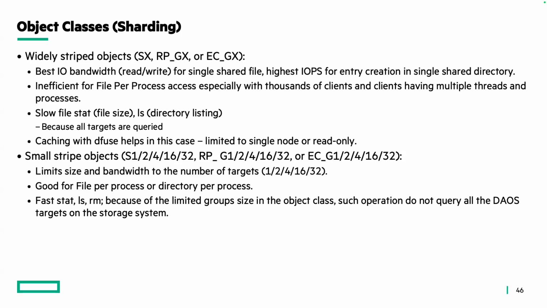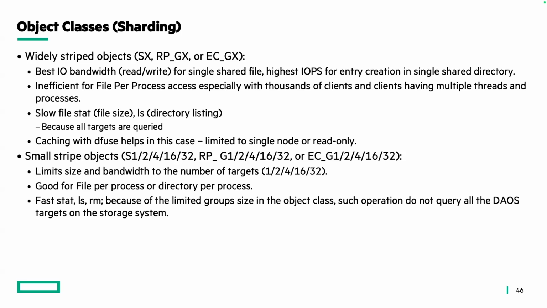So talking about small striped objects, this is on the other end of the spectrum, right? It limits the size and the bandwidth to the number of targets. The number that comes after the object class is how many targets you are striping to. So it is used if you're writing very small files, or medium, on the order of megabytes or kilobyte-sized files.